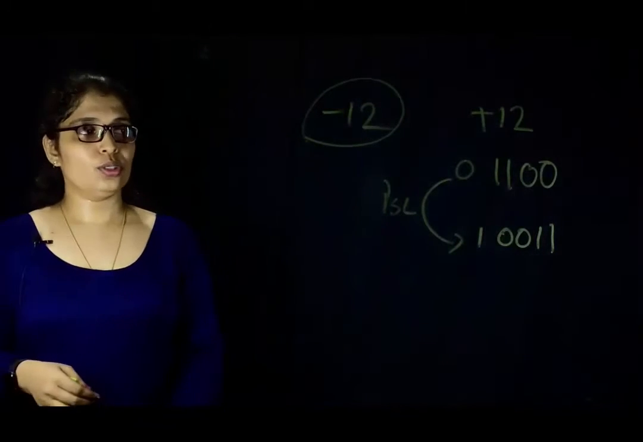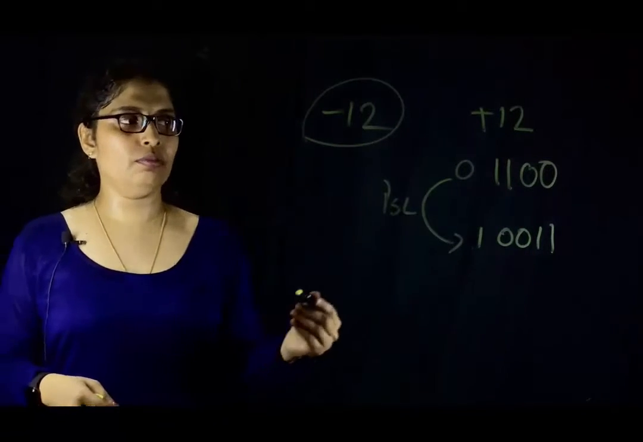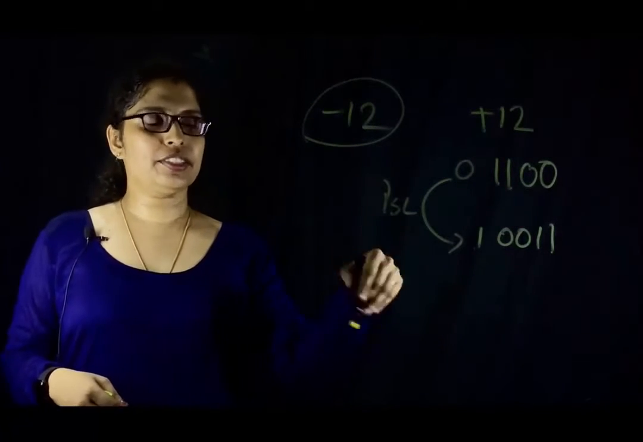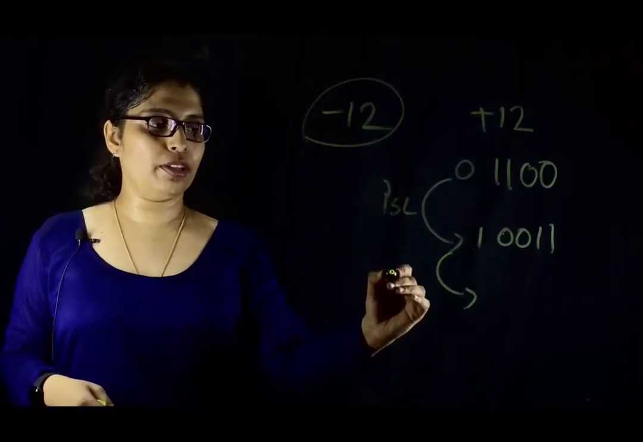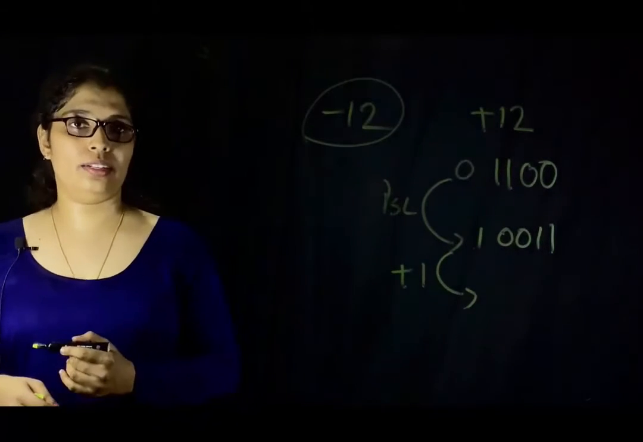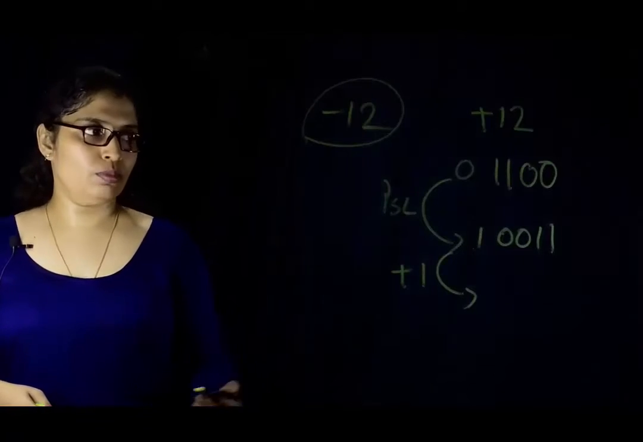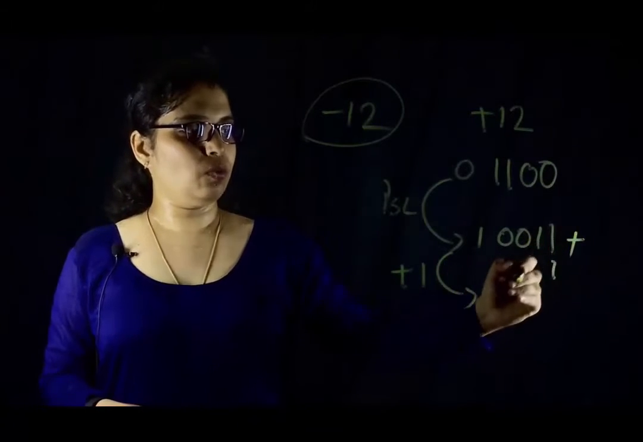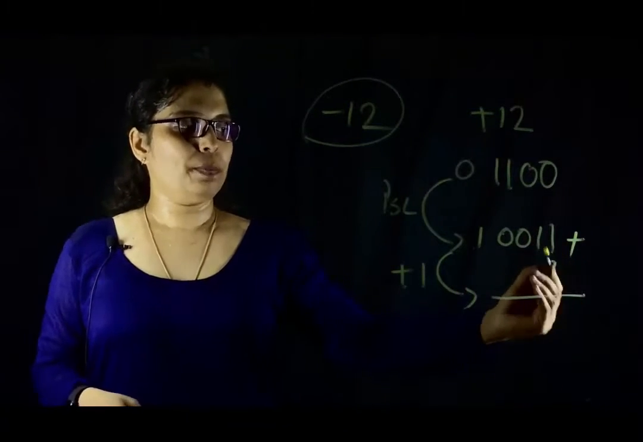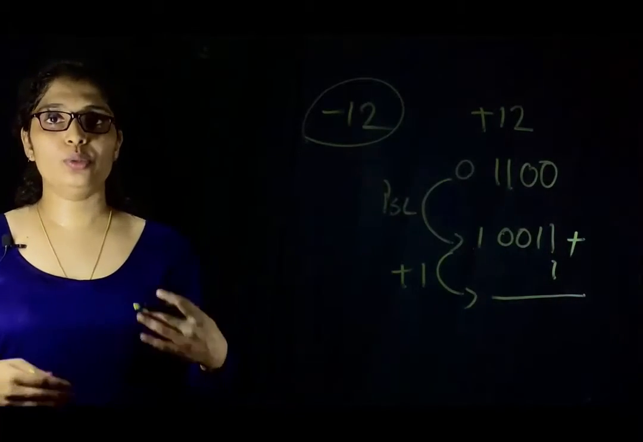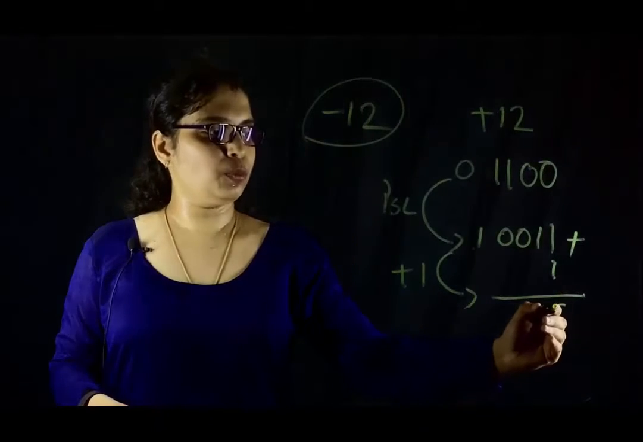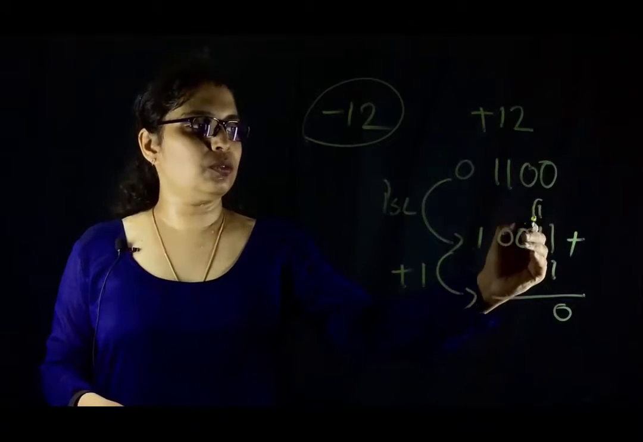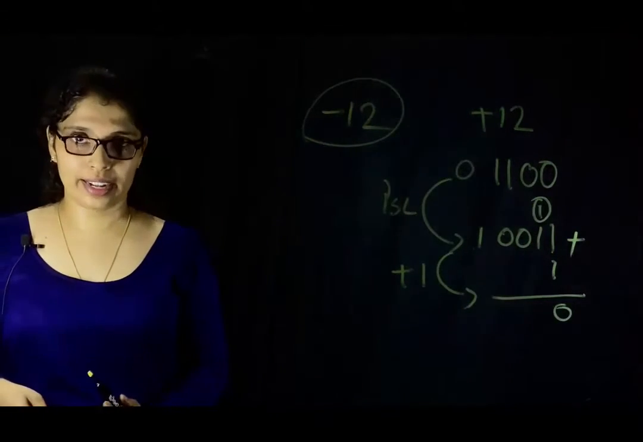Right? So this is the one's complement form. Then what is the next step for getting the 2's complement form? After getting the one's complement form, add a single 1 to this one's complement form. So by adding a single 1 with this, we get 1 plus 1. The value is 2. 2 in binary is 1, 0. That means put the 0 here and pass this 1 as a carry to the next level.